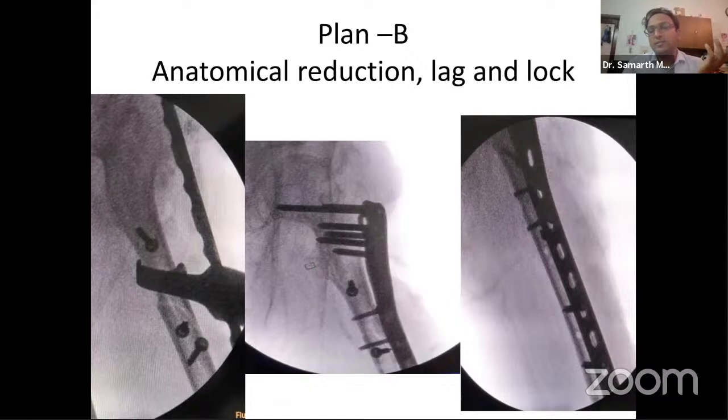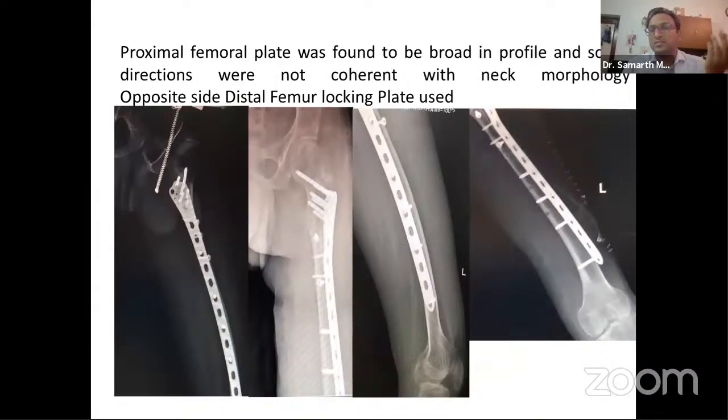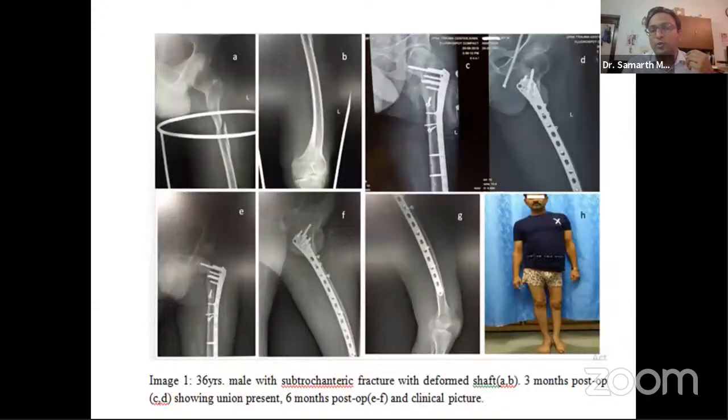I took the distal femur plate of the opposite side, did a lag and lock, and got a good reduction in this patient. This is a 6-month follow-up and then 1-year follow-up of this patient, and he did really well.